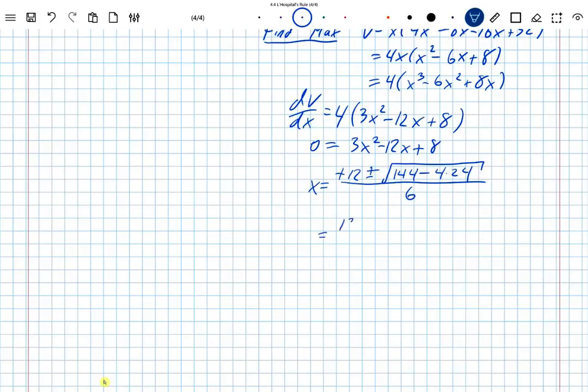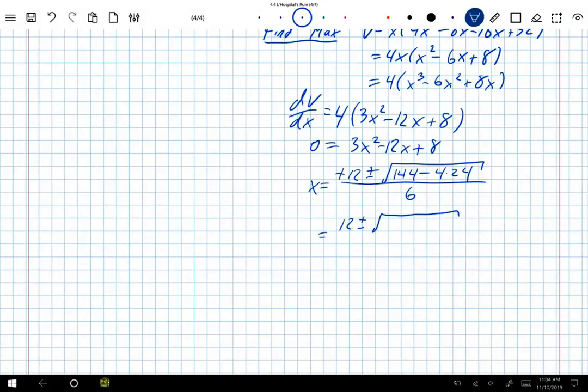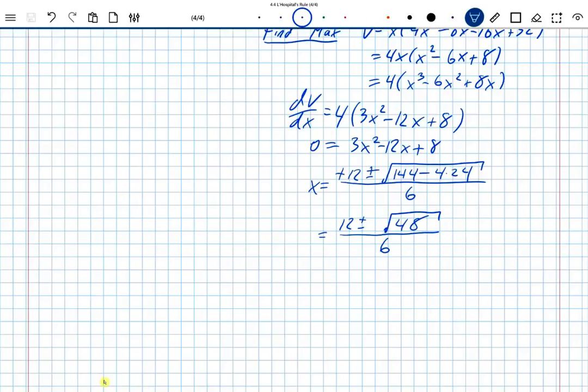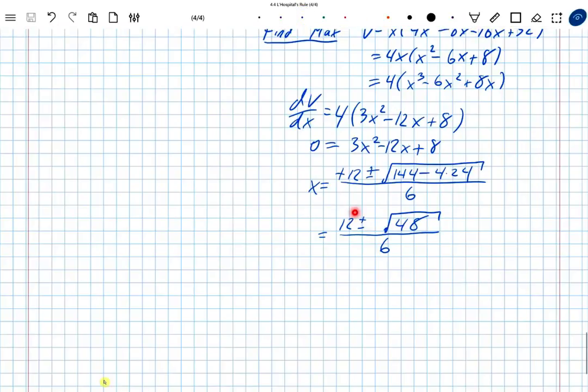A little bit more cleaning up here. So I get 12 plus or minus the square root of 144 minus 96, which is 48, all over 6. Great. Now, I can go ahead and make my life a little easier. Well, let's wait till the end, actually. We know that x is going to need to be between 0 and 2. So one of this plus and minus here, one of them is going to be in that domain and one is not. And if that's not clear to you which one, well, then it should be clear in just a minute. In fact, let me go ahead and clean this up a bit more.